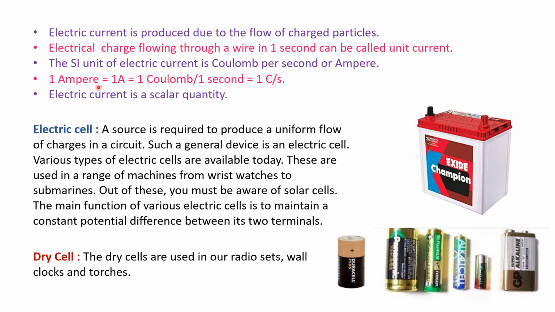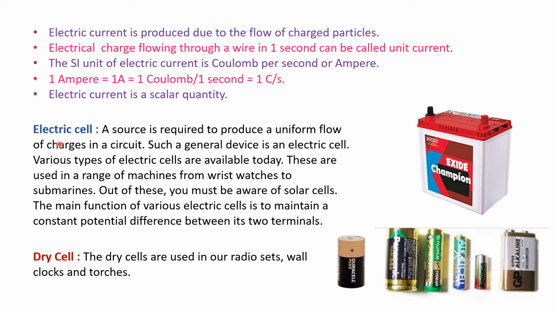So 1 ampere is equal to 1 coulomb per 1 second, means 1 A is equal to 1 C per s. Electric current is a scalar quantity, means here only quantity is considered, not the direction.